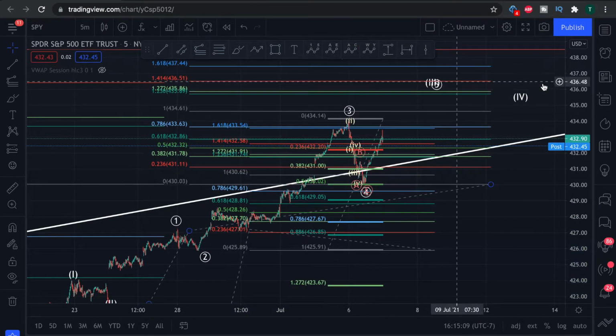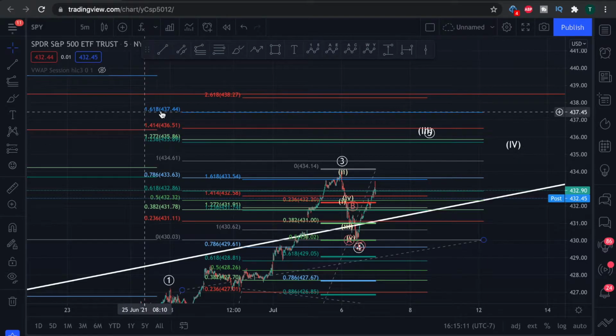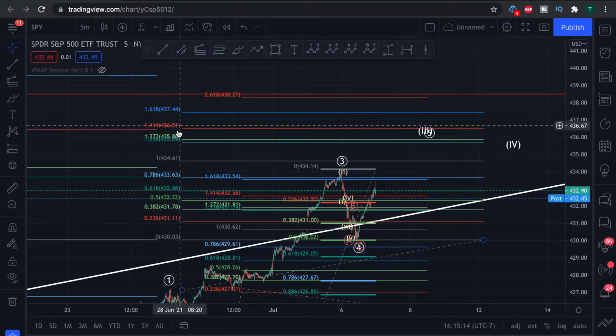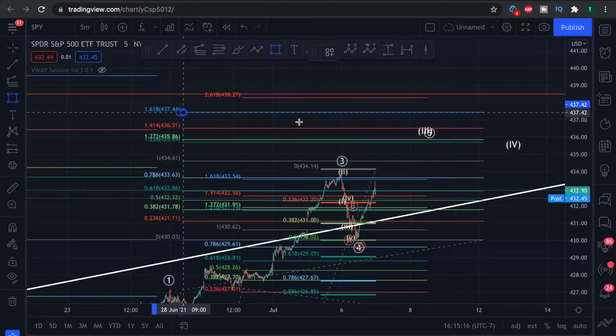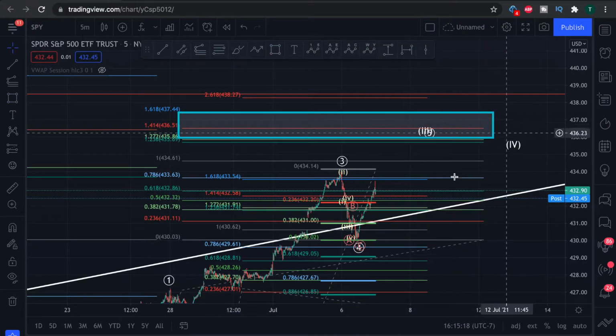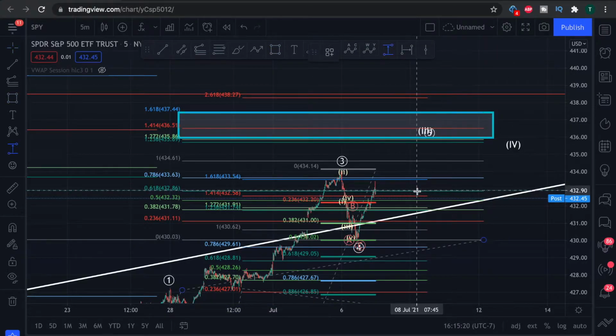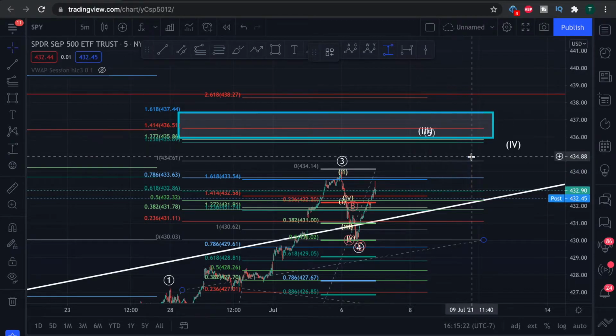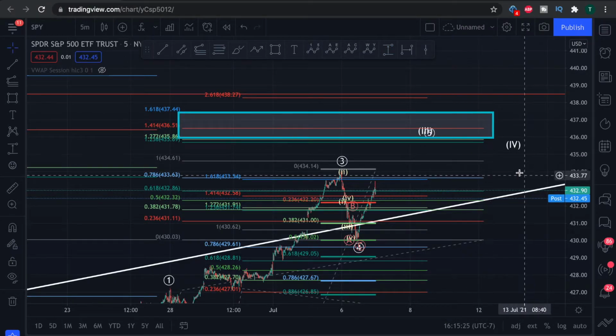And you can see that there are some pretty high levels right at the 1.618 at 437, 436, and 435. So these would be targets of that wave 5. And this is some pretty decent upside from this level right here. And so that's about maybe 1% of upside that you can play for calls.